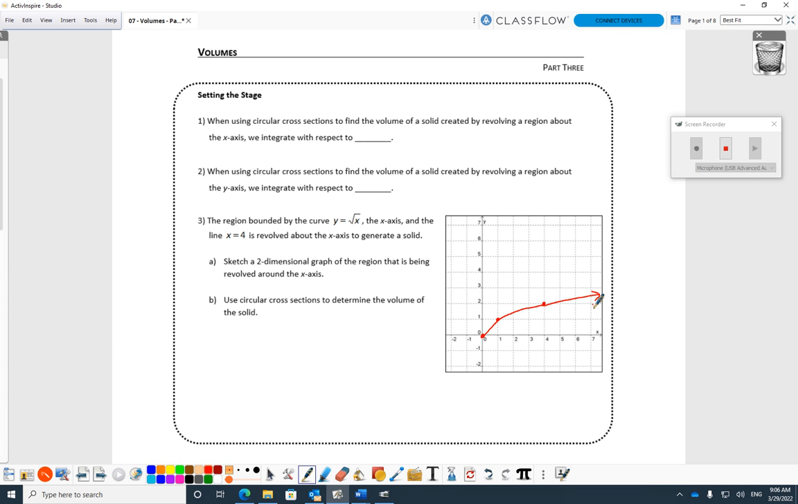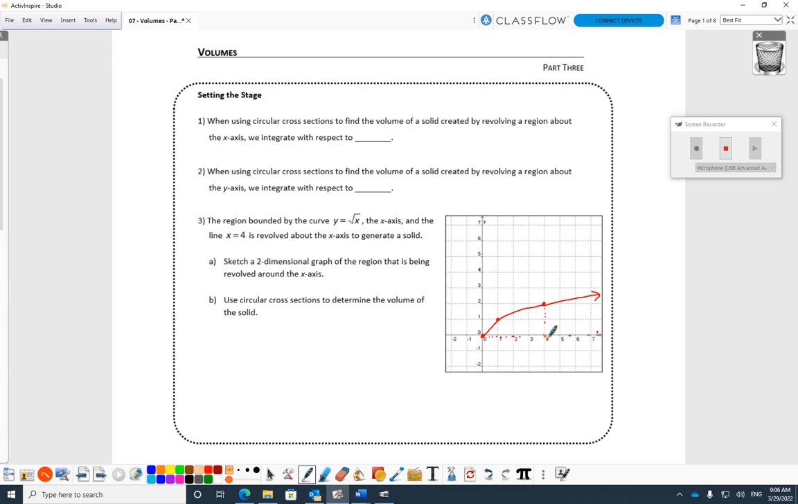Well on my way to visualizing, so I don't confuse myself as I'm reading the question. The region bounded by the curve y equals root x, good. The x-axis, so apparently this will be the bottom of this thing. And the line x equals 4, that's important too. Now when I draw those lines, I don't know why, I draw them dotted. I don't like my picture to get too busy. But now I can see the shape that we're talking about here. We're talking about this little piece in here.